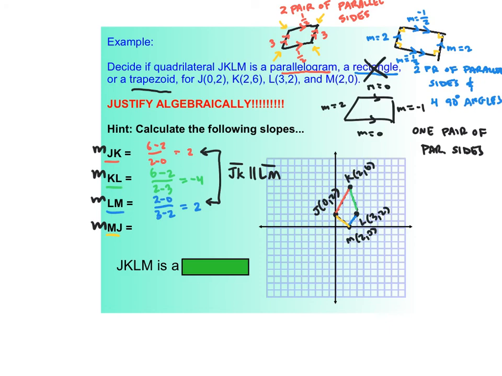I have a suspicion, though, that this will end up being a trapezoid. So I'm going to take the points of J, y value minus the y value of M, over x value of J minus x value of M. And it looks like I get a negative 1 for my slope. I can see that negative 4 and negative 1 do not match up. Therefore, the green and yellow sides are not parallel. So at this point, I've identified that I have one pair of parallel sides. JK is parallel to LM, and therefore I can eliminate parallelogram, and I can go with the fact that JKLM is a trapezoid.